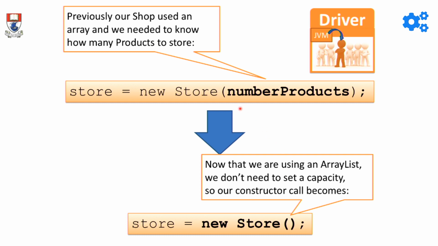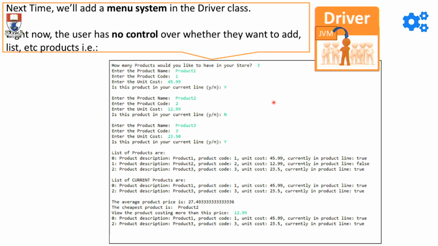You might remember we had this field number of products, and again we've asked you about that during class today. Why don't we need it anymore? It's because we are using a collection, and the collection we're using is an array list, and it has a method for telling you the size of the collection, so you don't need to know that in advance. It grows as needed, and it can be reduced in size as needed. So next time we're going to add a menu system in the driver class, but right now the user has no control over whether they want to add, list, etc. So that will be later versions of the shop.